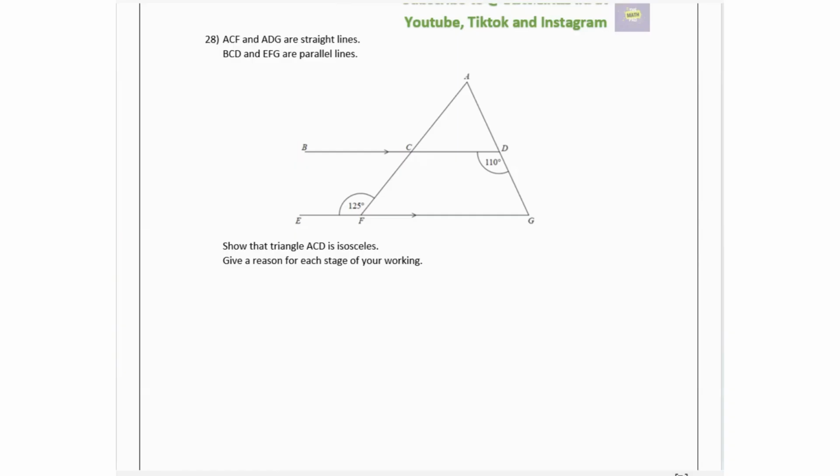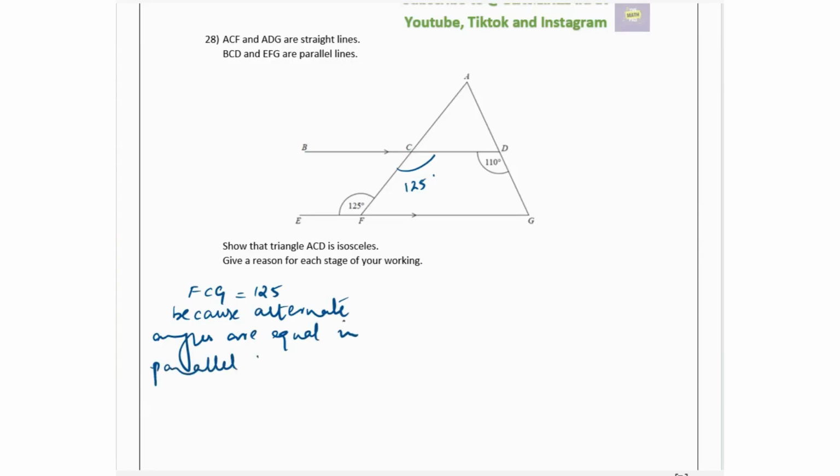So firstly, alternate angles are equal in parallel lines. So if this is 125, this is also 125. So angle FCG equals 125 because alternate angles are equal in parallel lines. We have to prove that ACD is isosceles. So if this is 125, this is going to be 55. Why? Because angles on a straight line add up to 180.